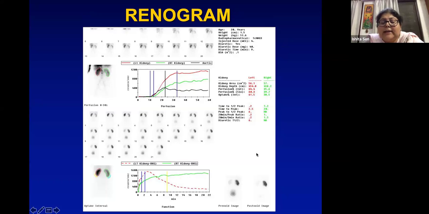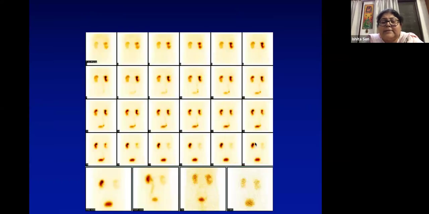And the delayed images show that there is retention of tracer in the renal pelvis.